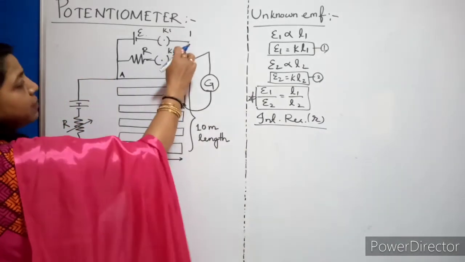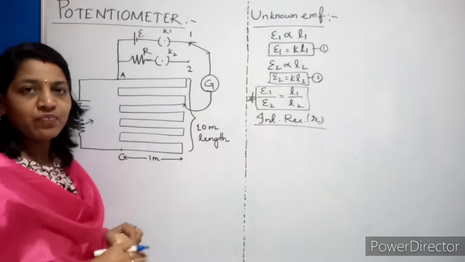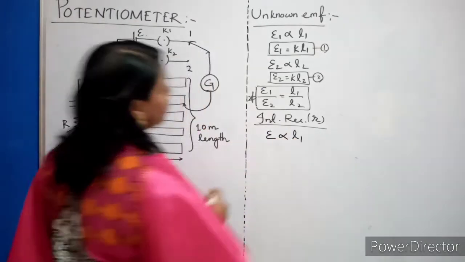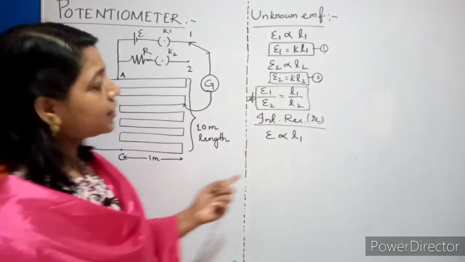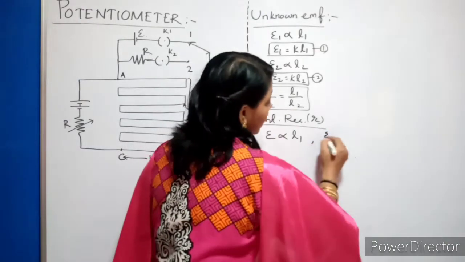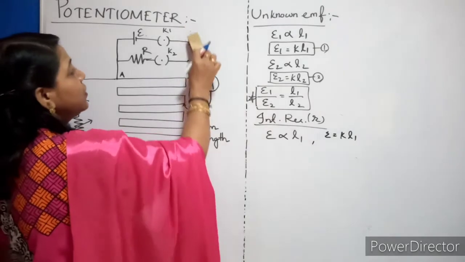So, imagine initially your switch is connected to position 1. For this what you will write? Your E is proportional to L1. Same way, you will adjust the jockey. It will give the balancing length. What is that balancing length? Let it be L1. So, E proportional to L1, E equal to K L1. Now, second case, what you need to do?